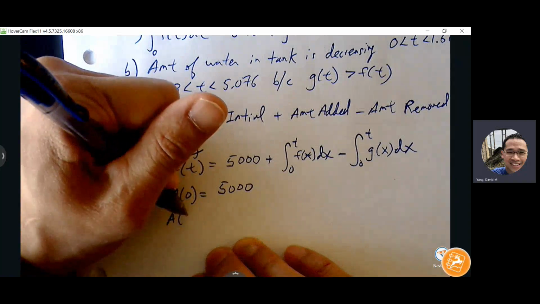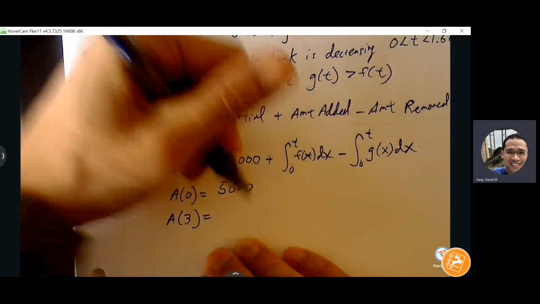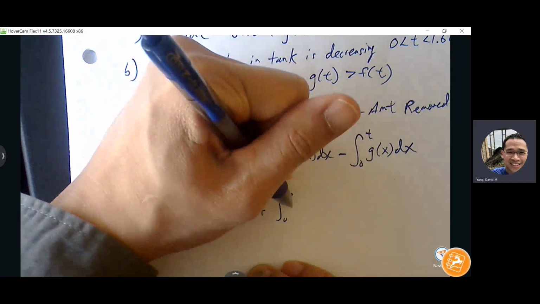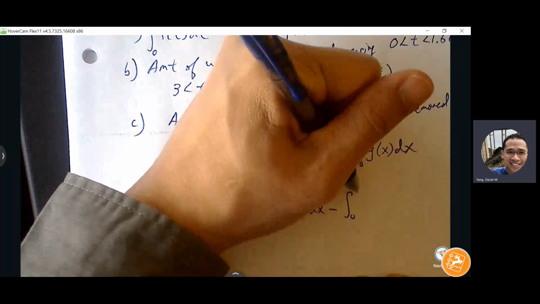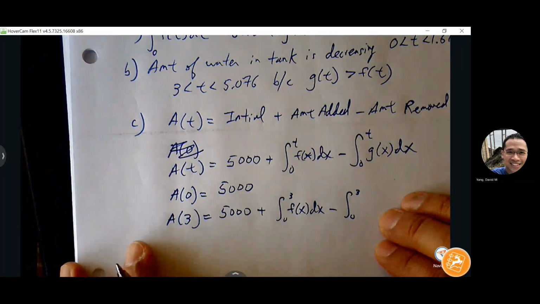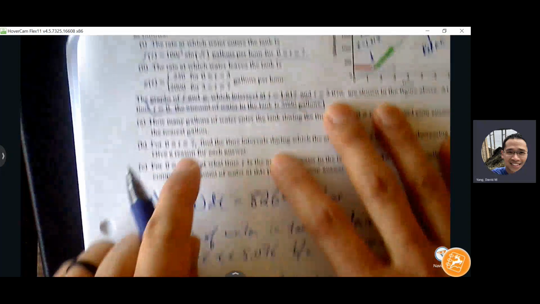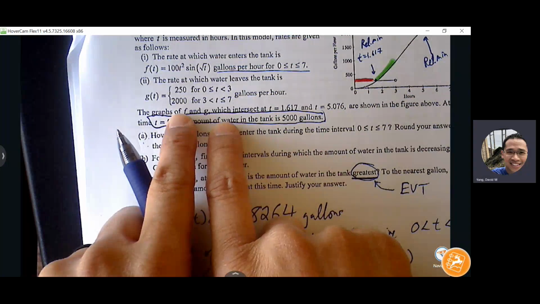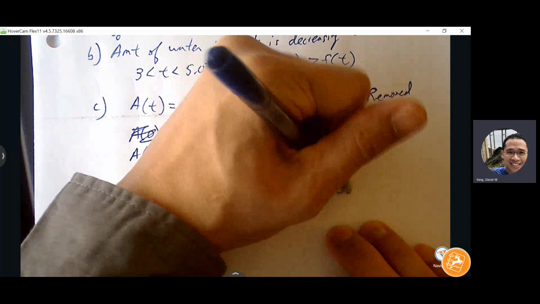Okay, we're also going to test A of 3. So that's 5,000 plus the integral from 0 to 3 of f of x dx minus the integral from 0 to 3 of g of x dx. Now g of x changes, right? So from 0 to 3, we want to use what? 250 or 2,000? 250, right? So now we can't just say minus 250. We got to say the integral of 250.